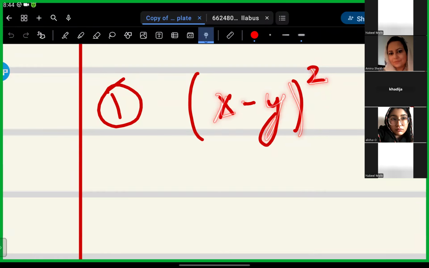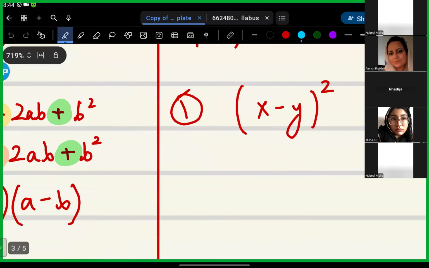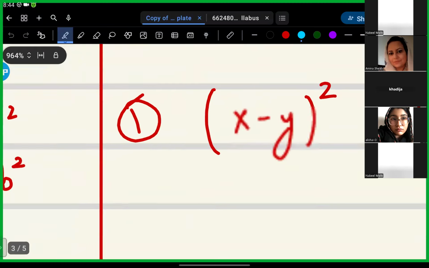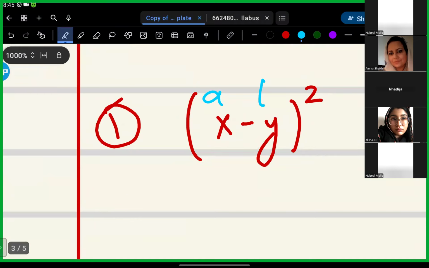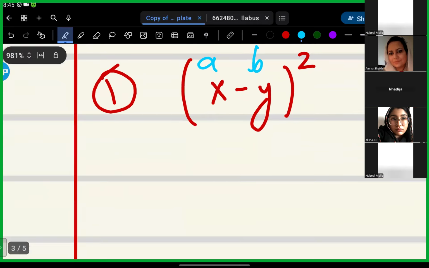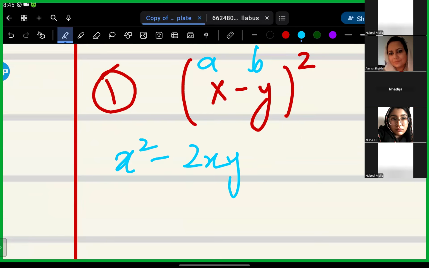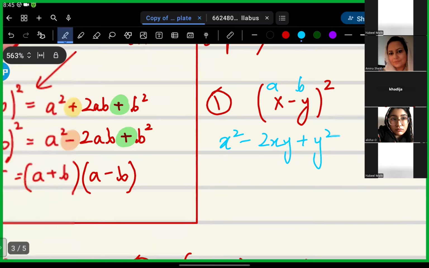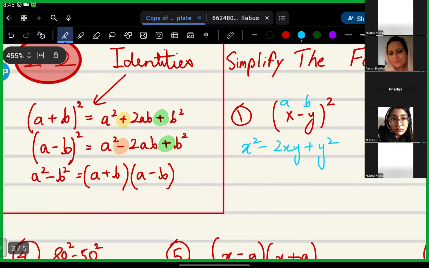Now (x minus y) whole square is basically, if we apply the identity, this is a and this is b. Once you identify what is a and b, it's like a piece of cake for everyone, and we can solve that easily. So it's x square minus 2xy plus y square. You can even check from here, it's exactly the same.